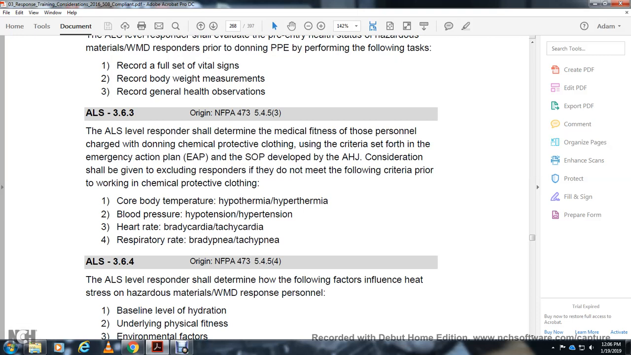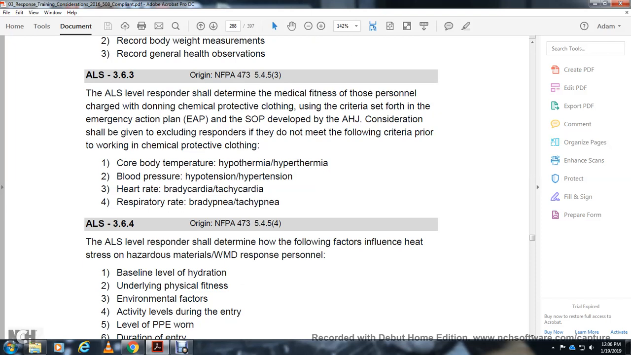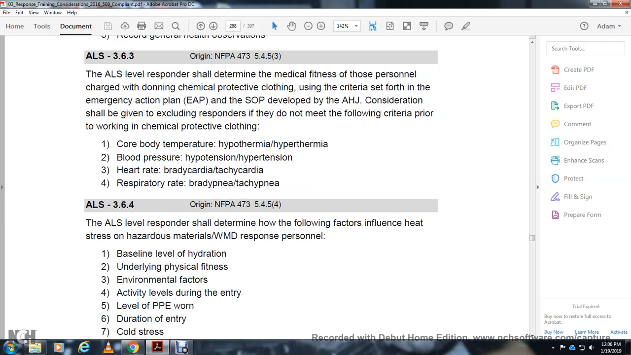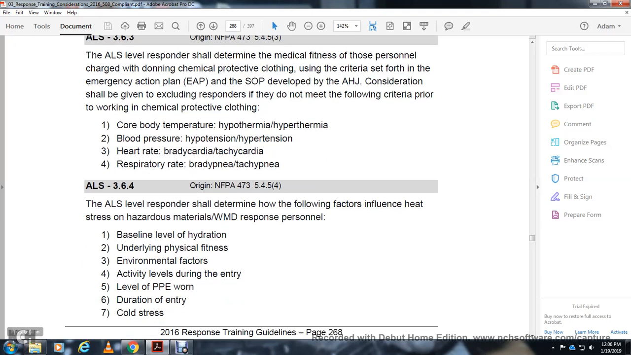the weapons of mass destruction response personnel: the baseline level of hydration, underlying physical fitness, environmental factors, activity level during entry, the level of personal protective equipment, work duration, and entry and cold stress.